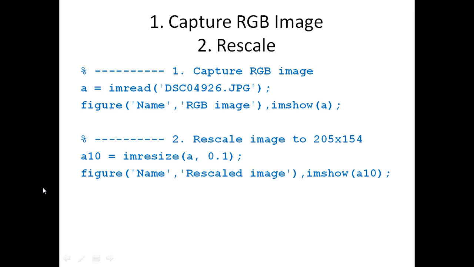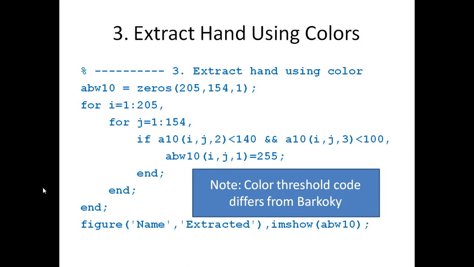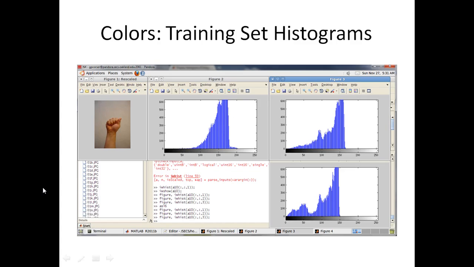This is the Matlab code that I used to achieve this. Not very fancy. Read the image, resize it, extract the hand using the color scheme. I did use a different color thresholding mechanism than what Barkoky used. That is an issue that still needs to be addressed, but it was fundamentally the same process.